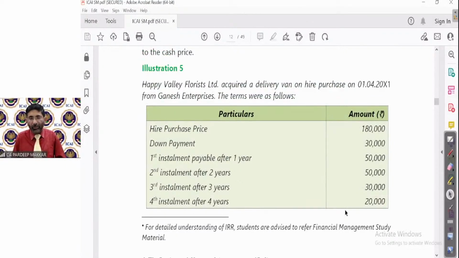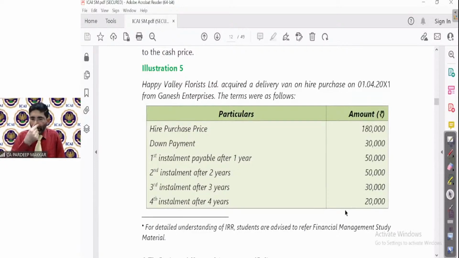So I would like to suggest you, it is better done with the IRR method which you have already covered in your financial management. Also, present value concept is there. If you will see, Happy Valley Florist Limited acquired a delivery van on 1st of April from Ganesh Enterprises.